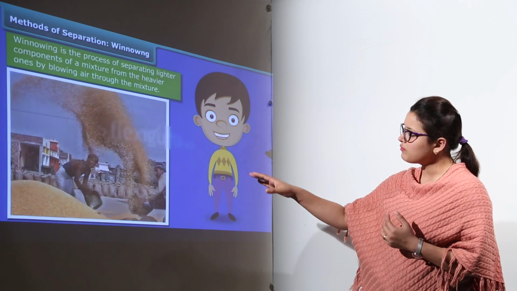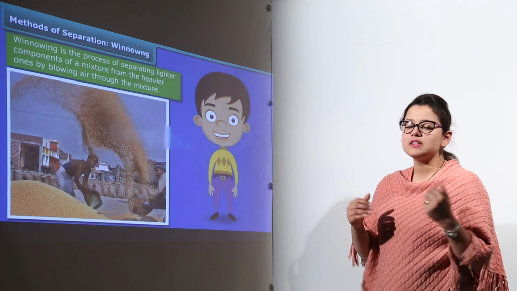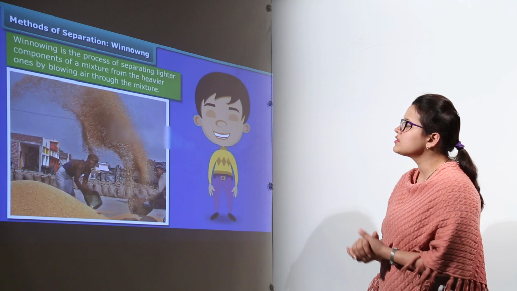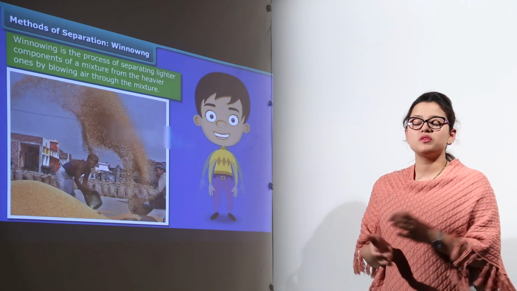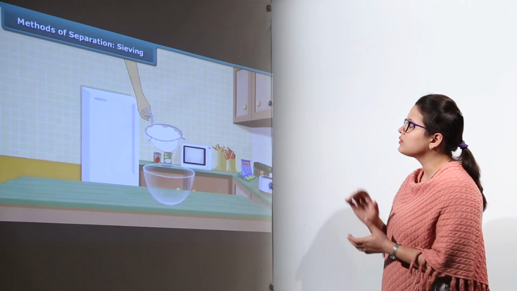grains fall down in the form of a heap, you can see, and with the blowing air the lighter particles get separated. So winnowing is the process of separating lighter components of the mixture with the help of wind. So this process is known as winnowing.